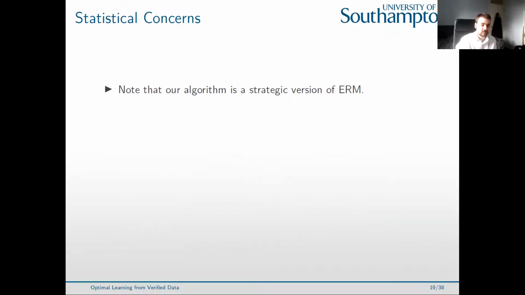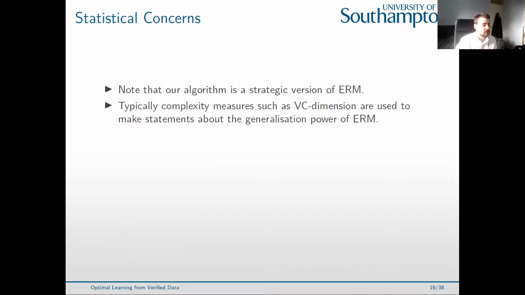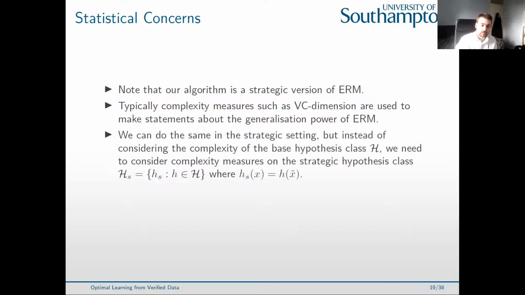Obviously you can start asking the question, like you would in normal machine learning contexts, well, is this a smart thing to do? Is this going to give you statistical guarantees? So typically you'd use some sort of complexity measure, right? Like VC dimension, Rademacher complexity, to bound the generalization power of ERM. And this is the theoretical justification for ERM in practice, that you have these nice complexity bounds on the generalization error. So we can do the same here.